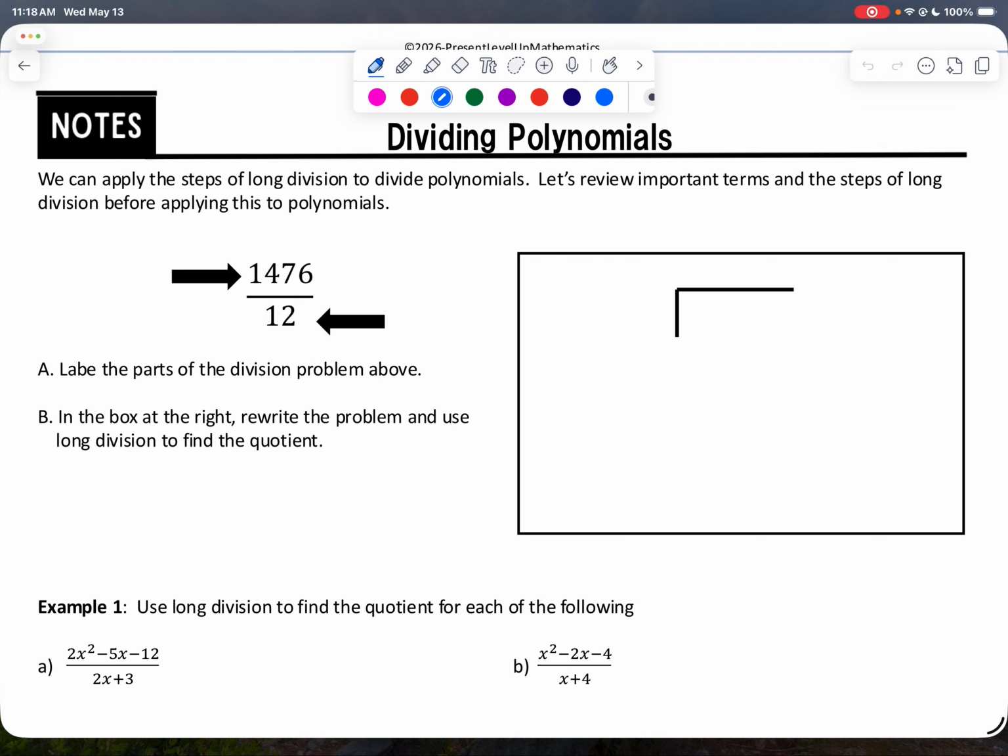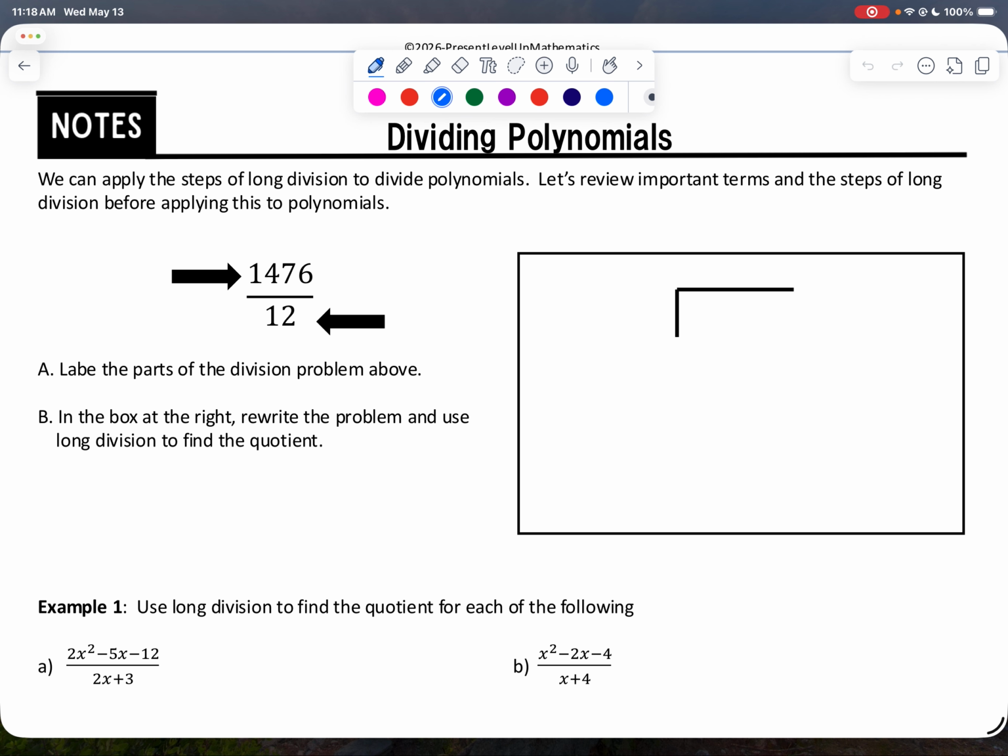In today's lesson, we will be exploring polynomial division. In previous lessons, you've learned to add, subtract, and multiply all types of polynomials. In this lesson, we will be using the process of long division to find the quotient of two polynomials. Now, we can apply the steps of long division to divide these polynomials, but let's remember first the important terms and the steps of doing long division before we apply this concept to polynomials.